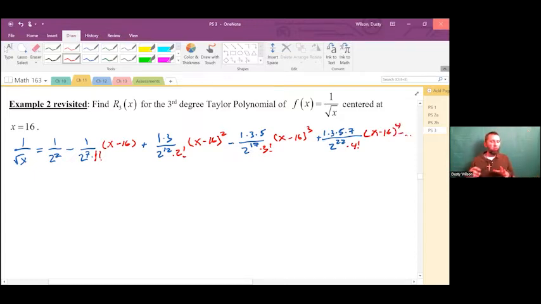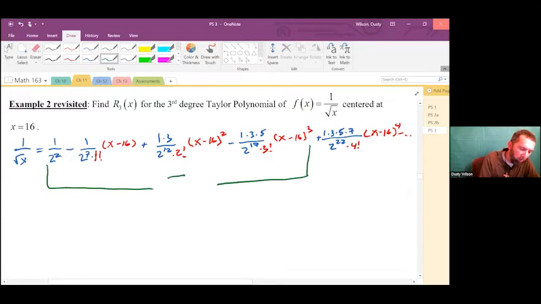So each time you can see those numerators are that odd double factorial. You have a 2 to some power times a factorial, and then x minus 16 raised to whatever power. Okay, so this part on the front end, that is our T3. And so the part on the back end goes forever, that must be our R3. So if we want to find R3, we can now see it.